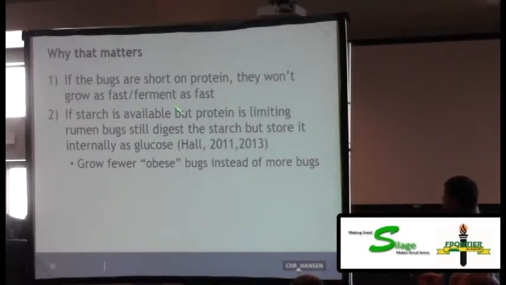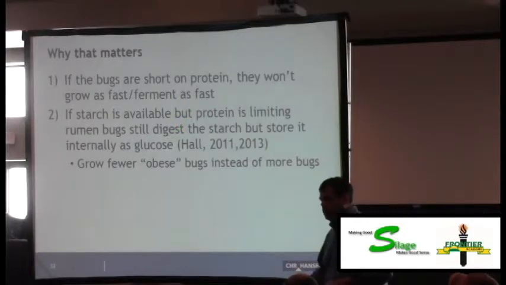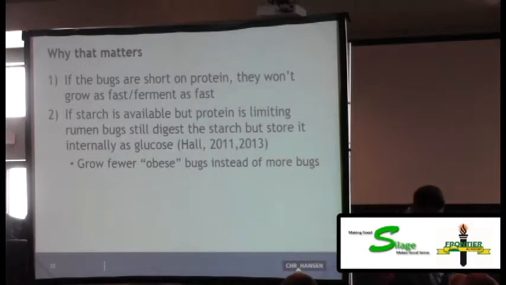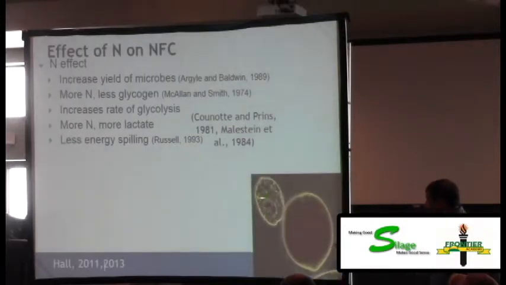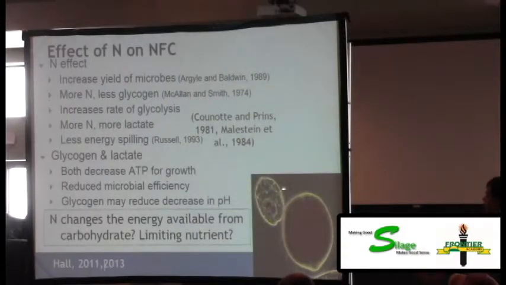And what we actually found, and this is again more research from my wife, is that if starch is available and protein is limiting, what the rumen bugs basically do is digest the starch and then store it inside their body as glycogen or microbial starch. What we want them to do is mix it with some protein and make new bugs and multiply. So what we really want is a whole mess of these little bacteria. Instead, what we're getting is a few of these fat ones that just fill up. This bug just didn't have enough protein. It just kept digesting starch and stored it as basically starch inside itself, and it just made itself fat.